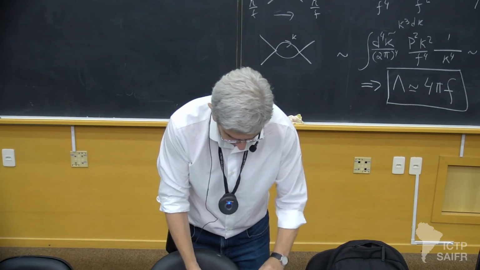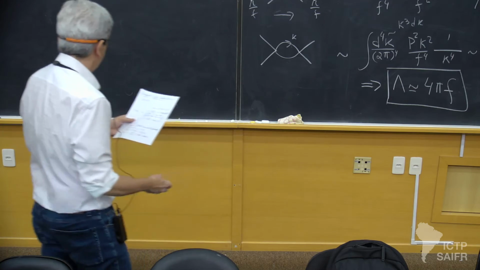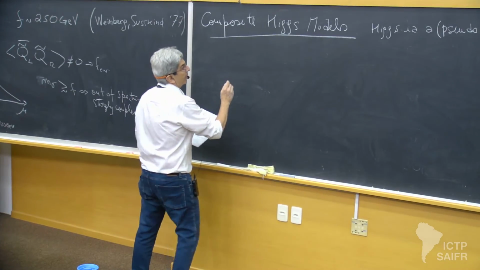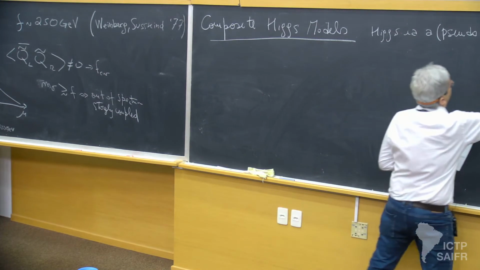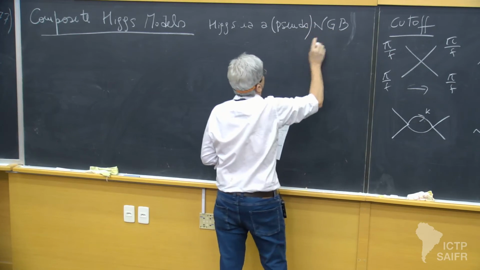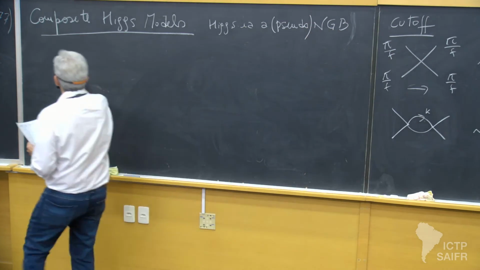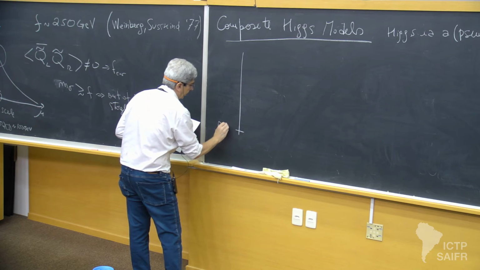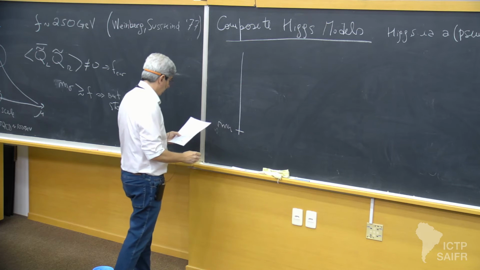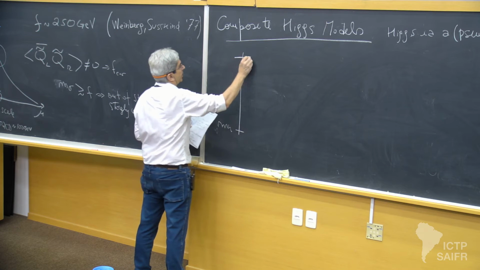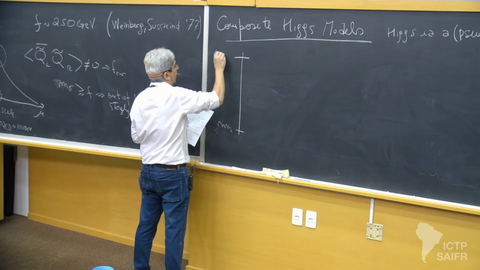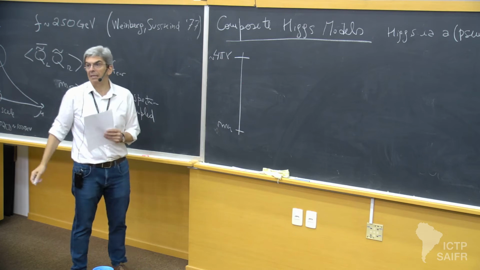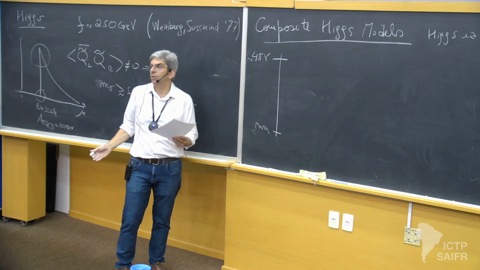Okay. So here is the gist of it. It's a Nambu-Goldstone boson. So in principle, here is the mass of the Higgs, and here is the cutoff of the theory, 4 pi v approximately. That's really what we've been learning. So 4 pi v is the cutoff.